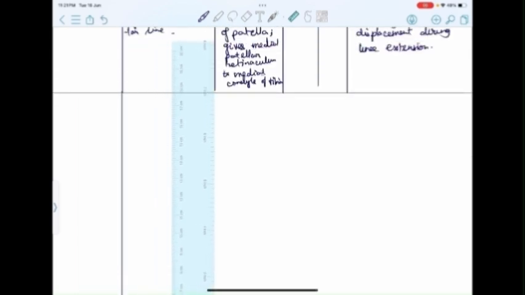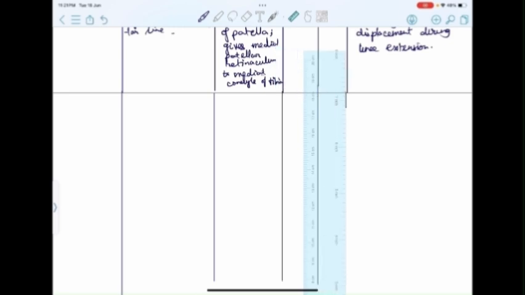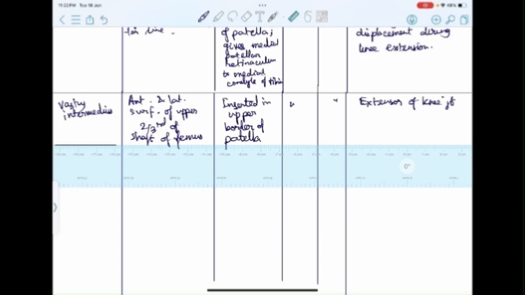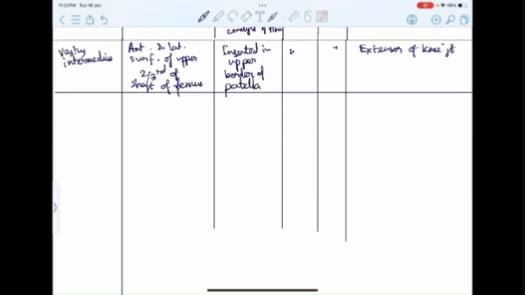Quadriceps is just so easy. It's just plain information. Find the vastus intermedius: origin is anterior and lateral surface of upper 2/3 of shaft of femur, inserted in upper border of patella. Just plain information after information, very boring actually, but what to do? Extensor of knee joint. It's plain and very monotonous information, one after another, the same thing. There is nothing new.